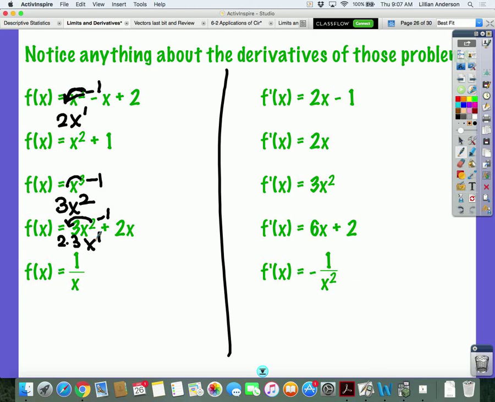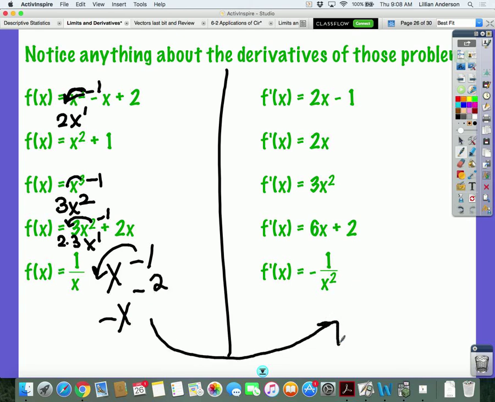What about this one down here? This one over x. How would I do that one? It's a negative exponent. How so? x to the negative 1. Okay. So, do we follow that same concept, right? Bring that down to the front. That gives me the negative x. Subtract 1. Negative 1 minus 1 is? Negative 2.